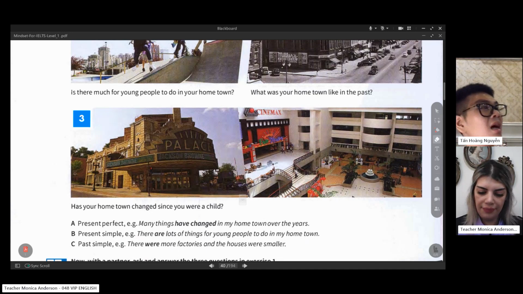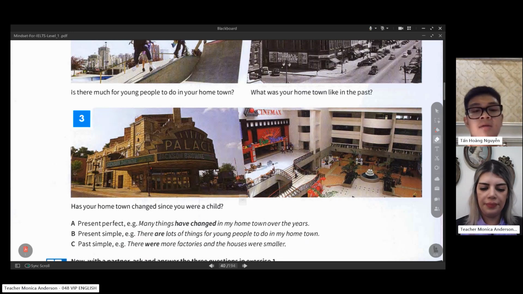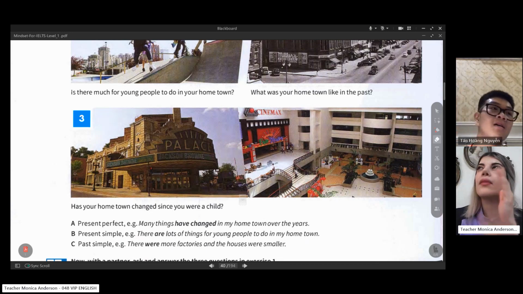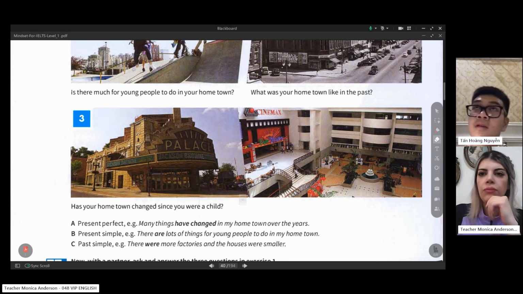I think that when I was a child, I couldn't remember clearly what my hometown was like, but when I can recognize how things change around my life, I realize that my hometown is more developed than before, because now it has a very big supermarket.